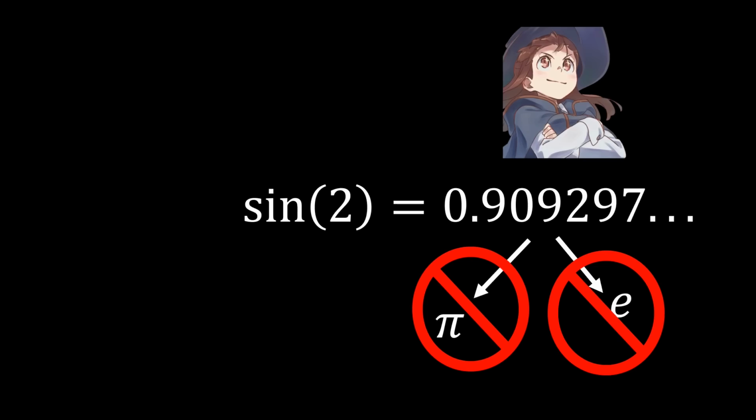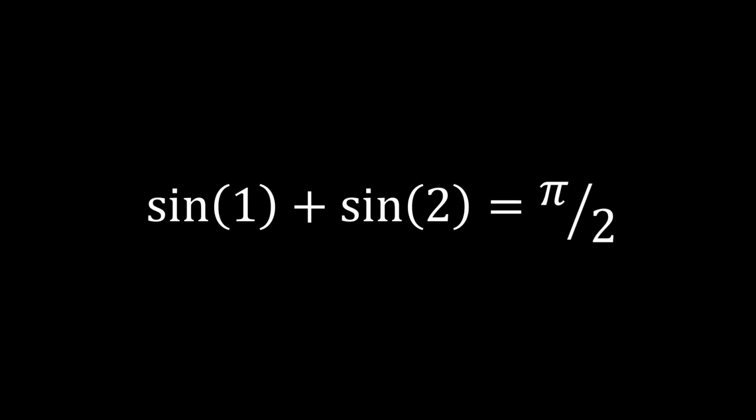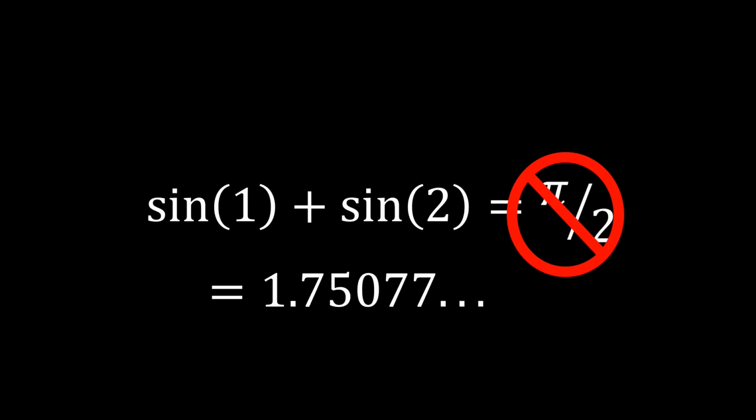Now, if you're feeling like a genius, let me hit you with a curveball. What is the sine of 1 plus the sine of 2? Well, actually, it's pi over 2. Nah, I'm just kidding. It equals some random irrational number that has nothing to do with pi and nothing to do with e. And this should absolutely be the case. The pi goes inside the sine function. It has absolutely nothing to do with the numbers that come out.